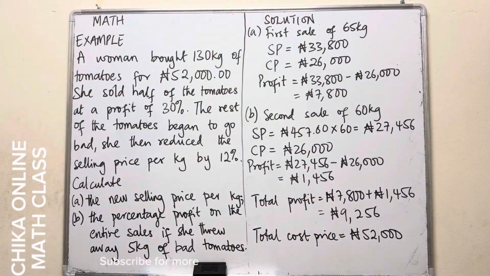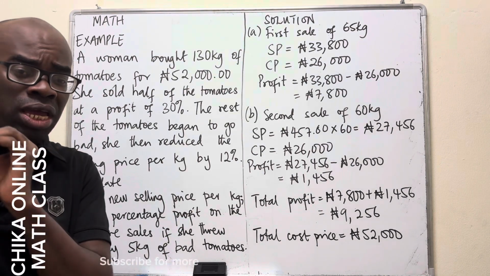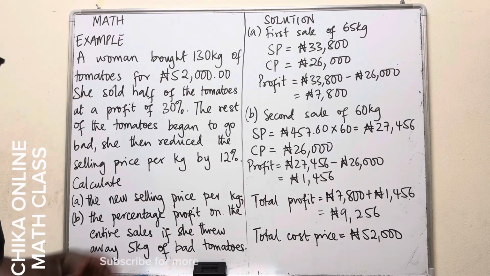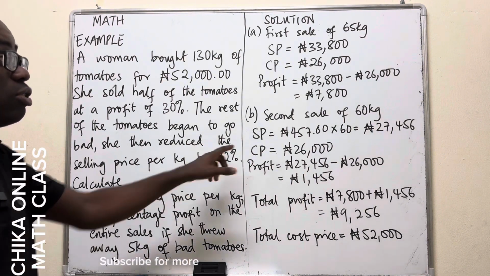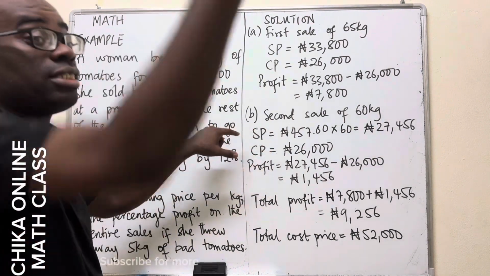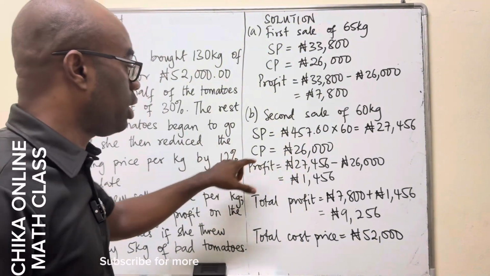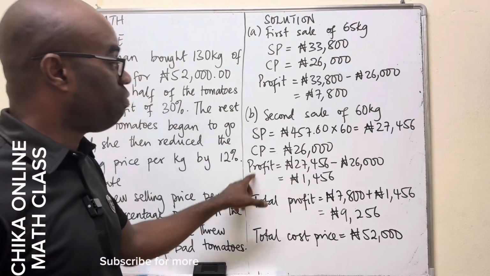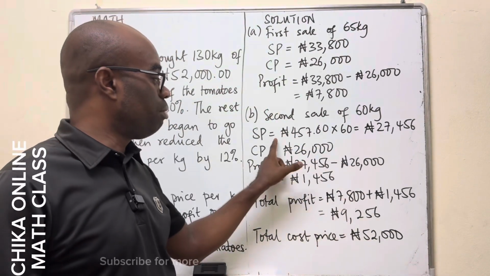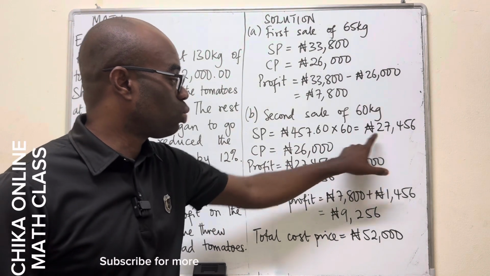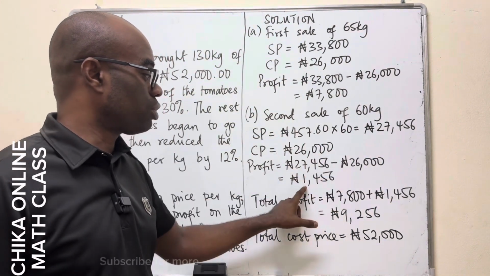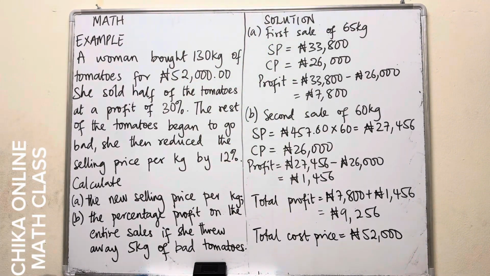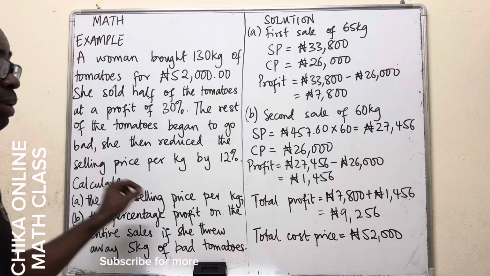Now the cost price, we don't care whether she threw away 5 kg of tomatoes. She paid for it. So the cost price is not cost price for 60 kg, but still that's 65 kg. It's a loss to her. Okay, so the cost price for 65 kg is 26,000. So the profit after the second sales will be selling price minus cost price. That's this one minus this. So if you subtract, you get what? 1,456.